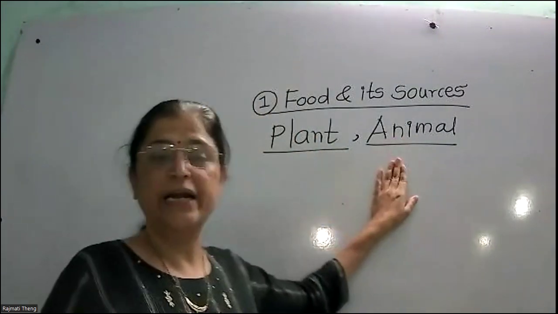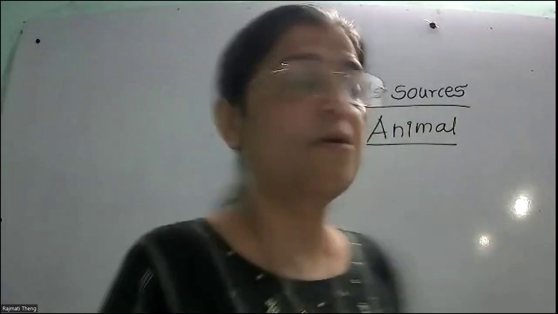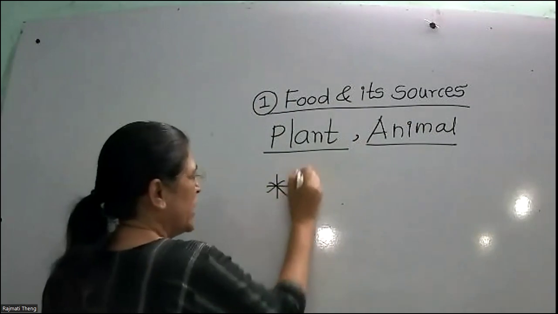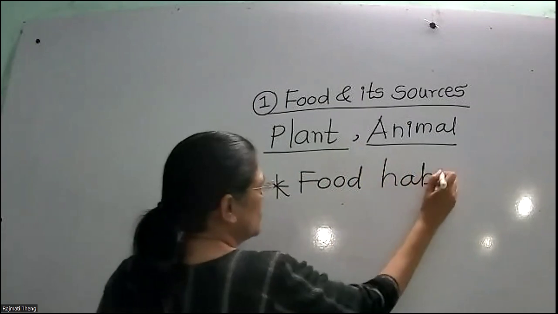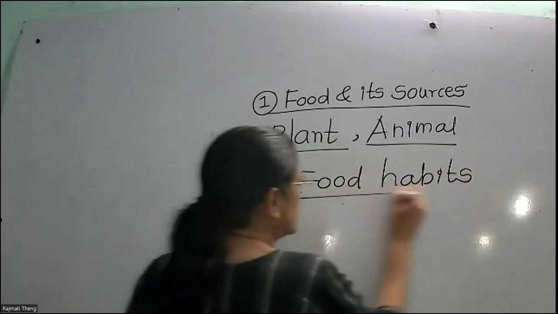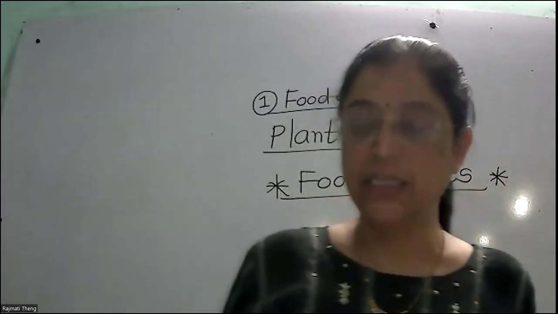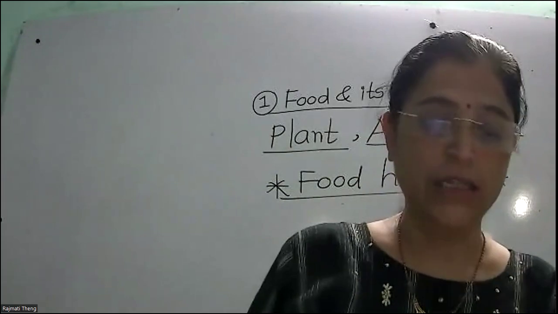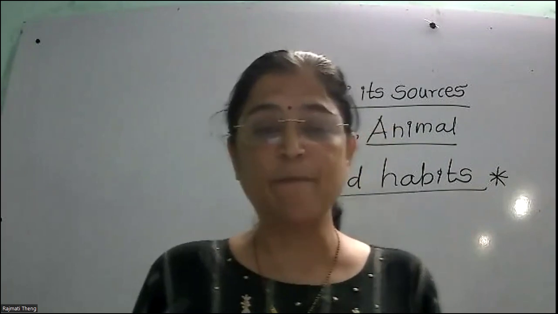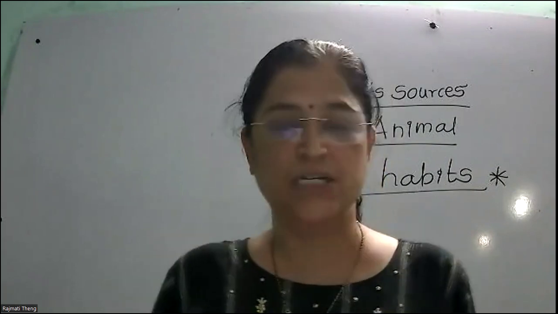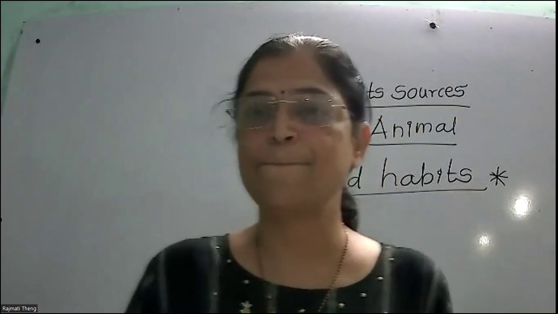Again, coming to our point, that is classification of animals on the basis of food habits. On the basis of food habits, animals are classified as herbivores, carnivores, omnivores, scavengers, host and parasites, and decomposers. Yesterday we have already discussed. Is it okay?